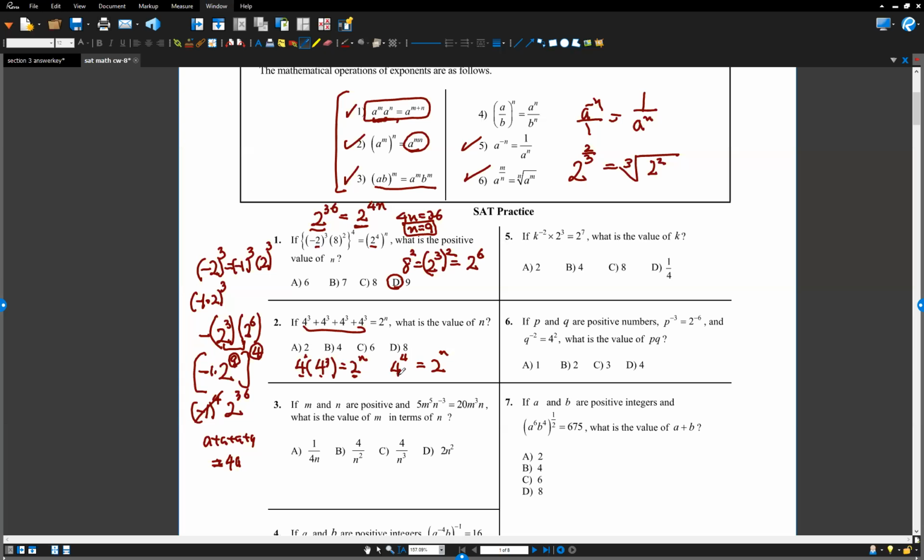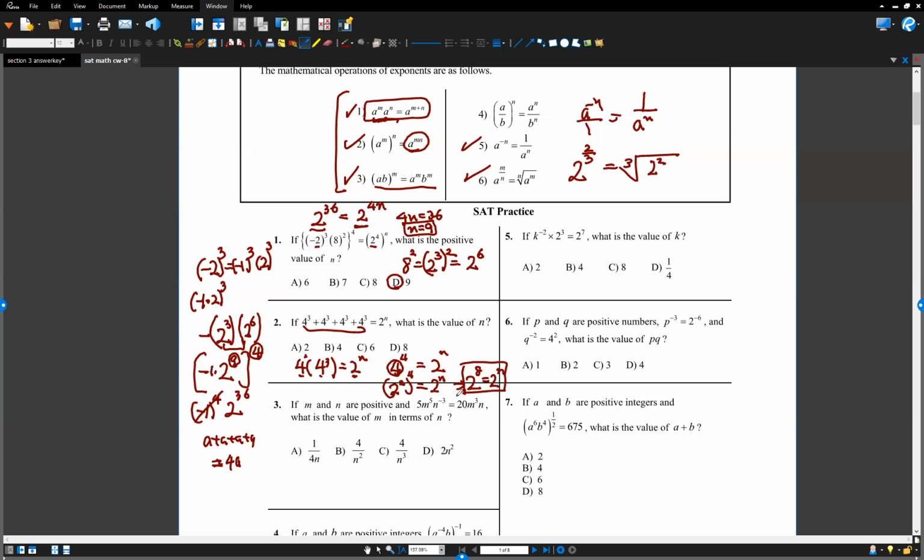Now, you can change it now. 4 is 2 squared. We still have an exponent out there, 4. That is 2 to the n. So, exponent of exponent, the multiplication, right? 2 to the 4 is 8. That is equal to 2 to the n, right?